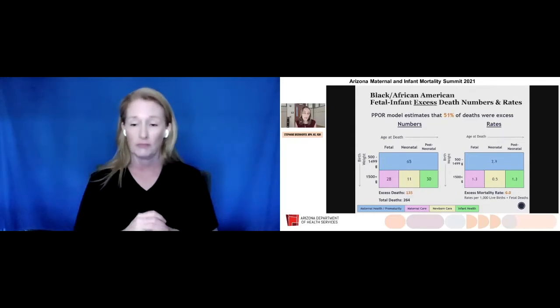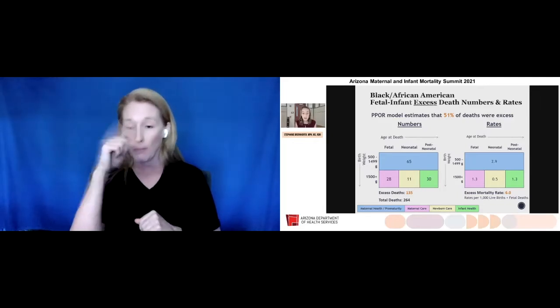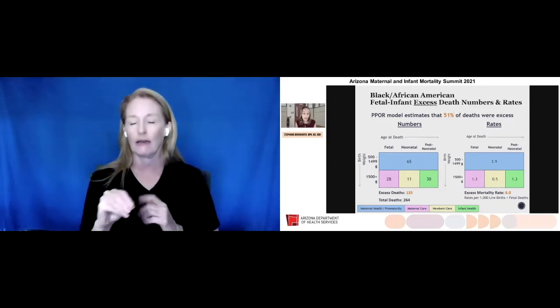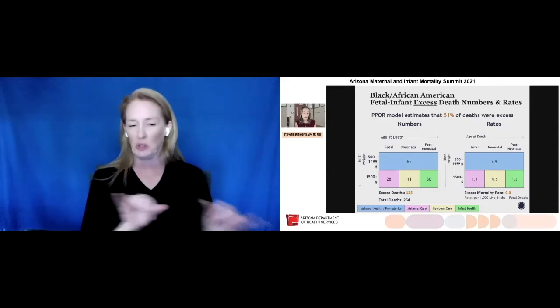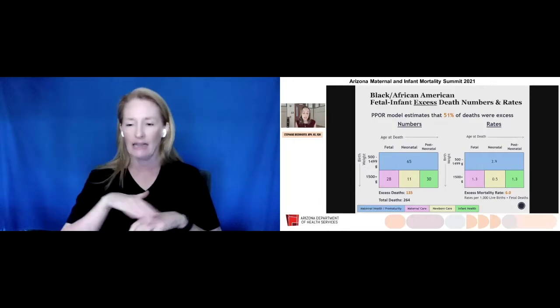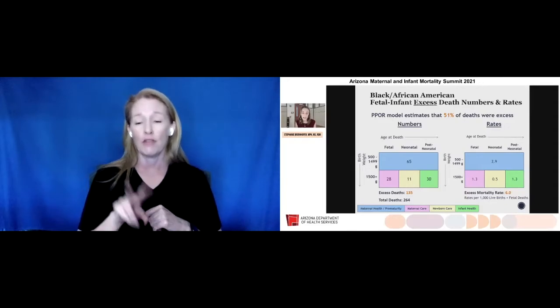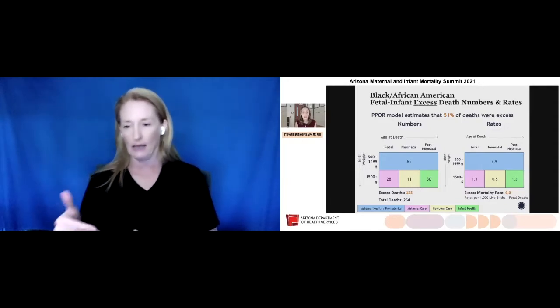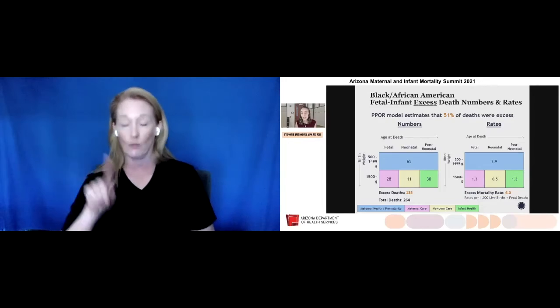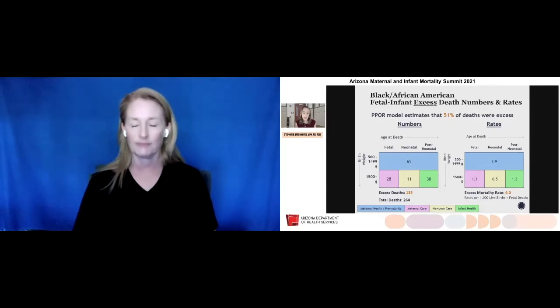The excess death rate for Black and African Americans is very similar to what we saw for American Indians and Alaska Natives, where they also had an excess mortality rate of 6 per 1,000 live births and fetal deaths. And of their 264 deaths, 135 were excess, which also comes out to an excess where 51% of the deaths were in excess of what would be expected.